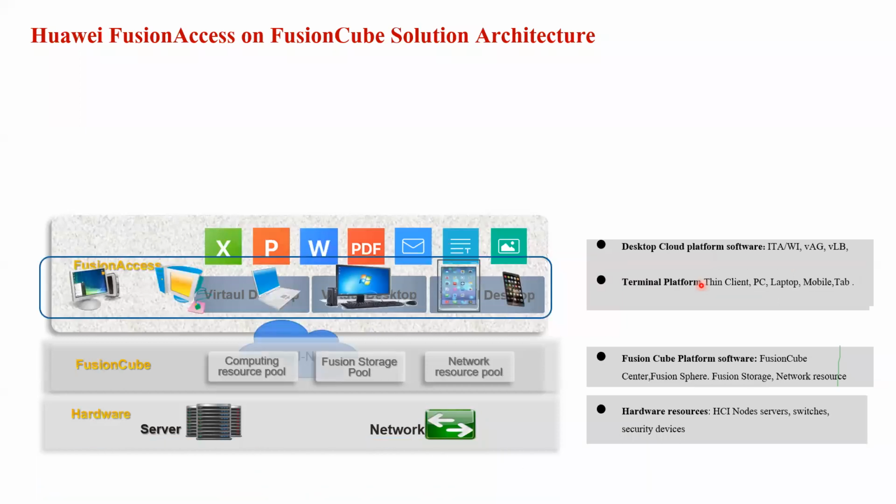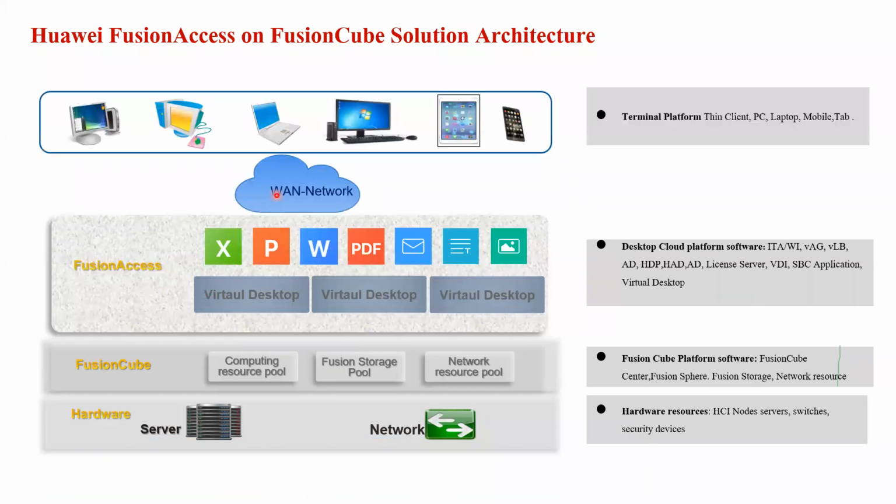On top of FusionAccess, there is the WAN access, the WAN network. On top of the WAN network, there is the terminal platform. What is meant by the terminal platform? In FusionAccess, the hardware layer, the FusionCube layer, and the FusionAccess layer are far away from the terminal layer.